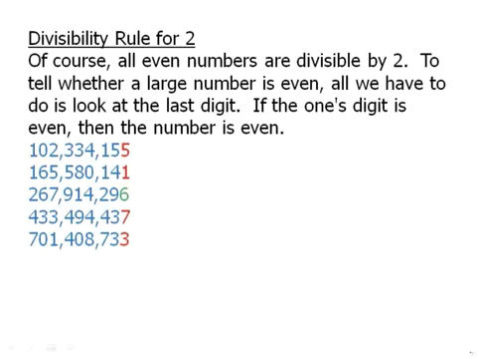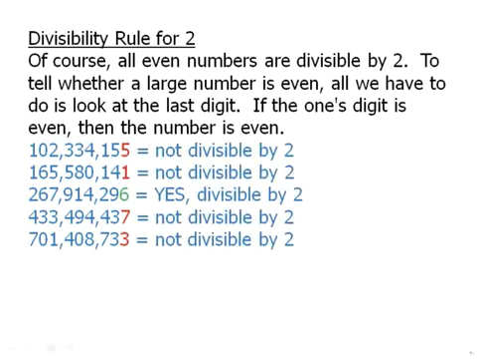And in the ones place, we see 5, 1, 7, 3. Those are all odd, but the 6 is even. That means that the middle one, with a ones digit of 6, that's the only even number, the only number divisible by 2. So that's divisibility by 2.